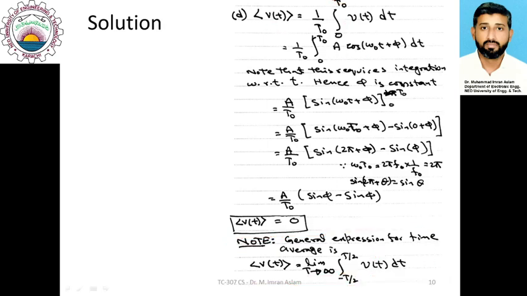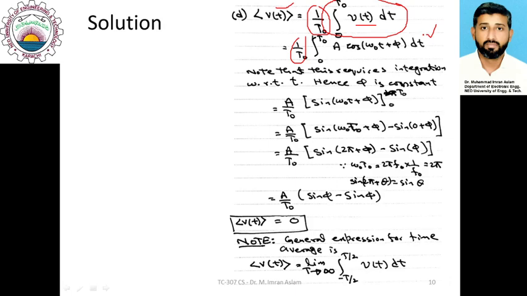So for the time average of v(t), we have to integrate v(t) over this entire period from 0 to T naught and divide it by the overall period, which is multiplying by 1 upon T naught. If you substitute the values here, v(t) is equal to a cos(omega naught t plus phi) dt, and 1 upon T naught is actually being multiplied to give the average value.